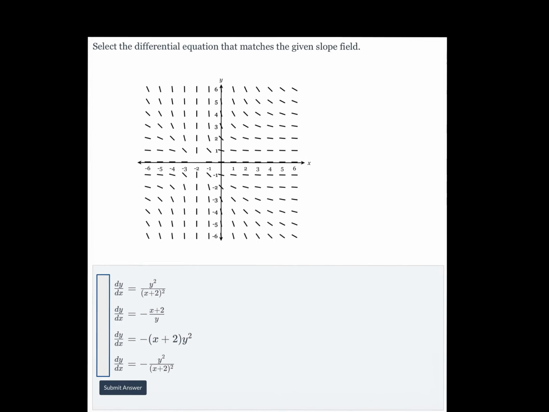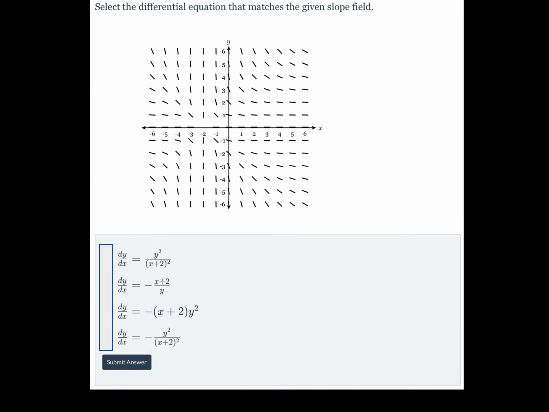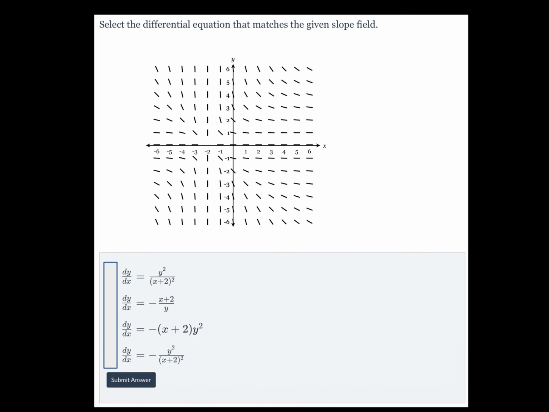Okay, so let me get rid of this here. Delete. All right. This one. Select the differential equation that matches the given slope. All right, same question as before. Here are our choices, and let's do some test points. Let's see what sticks out at you.